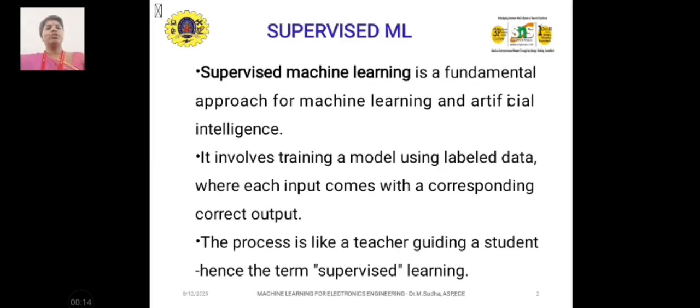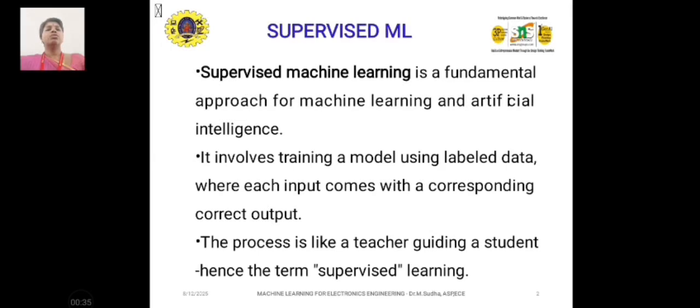We can already come to know from the name itself what is supervised. That is, under supervision, some monitoring. The best example we can say is a classroom activity, where the students are under the monitoring of teachers. That is the best example of supervised.